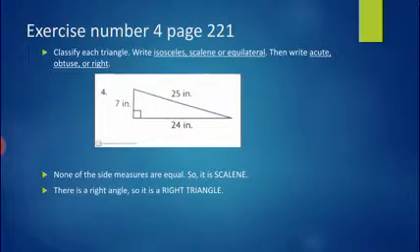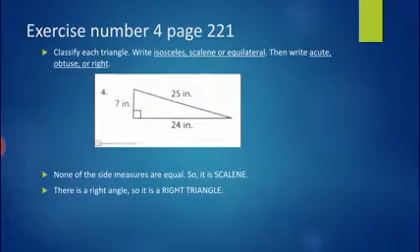Exercise number 4, page 221. We want to classify again the triangle. We want to say if it is right, obtuse or acute, and then if it is scalene, isosceles or equilateral. So here we have the sides 7, 25 and 24. None of the side measures are equal. We have three different numbers, so it is scalene.